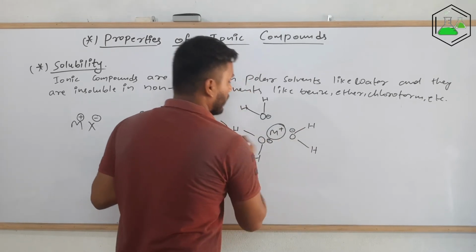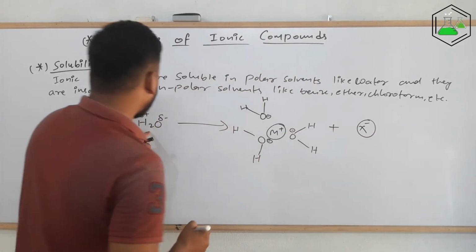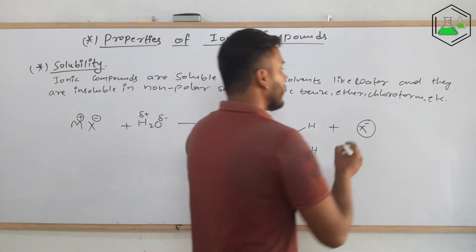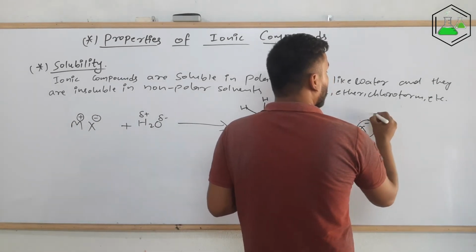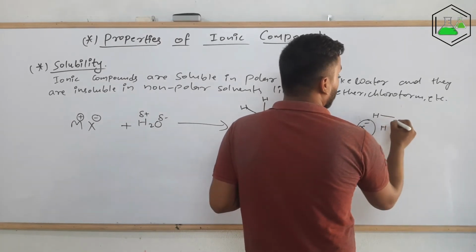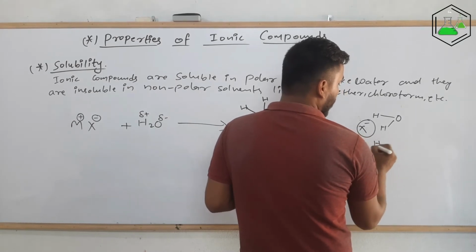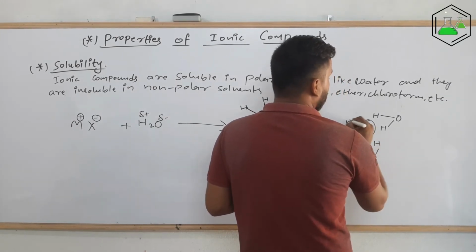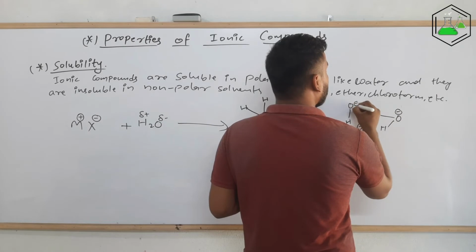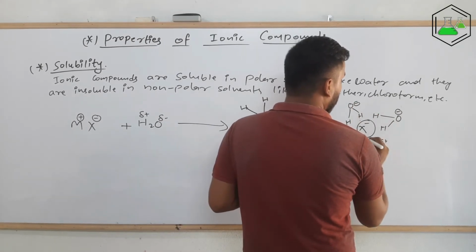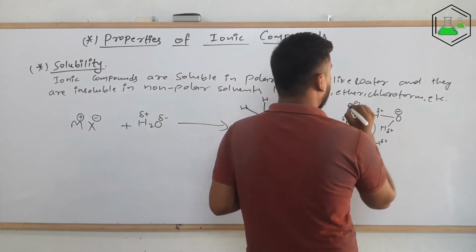Now X minus is an ion as well, and in water there is a positive terminal as well. So this will be surrounded by the positive terminal of water and the negative terminal will be farther from it. So H and H will be closer and oxygen will be very far from it. Minus, minus, minus. Delta plus, delta plus, delta plus. I hope you understood it.